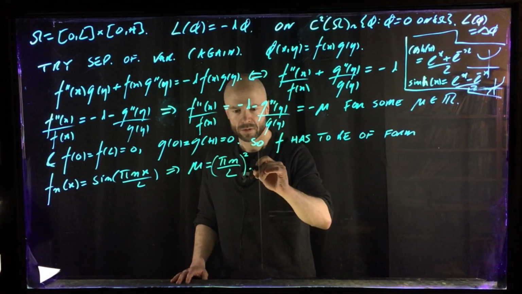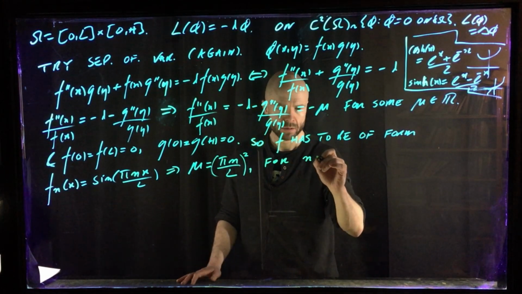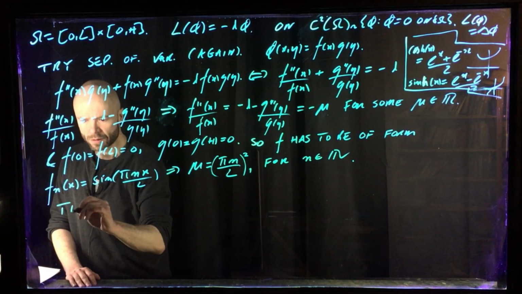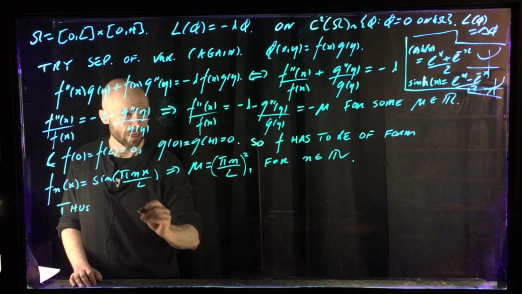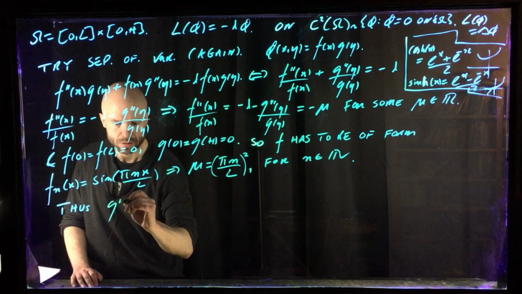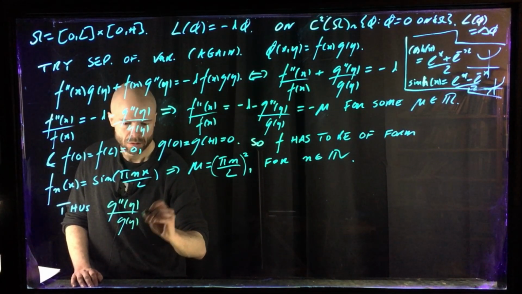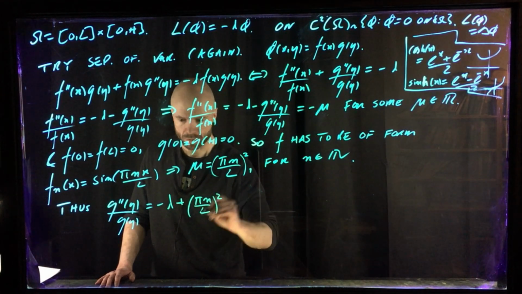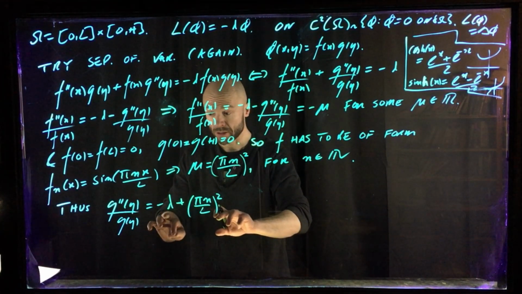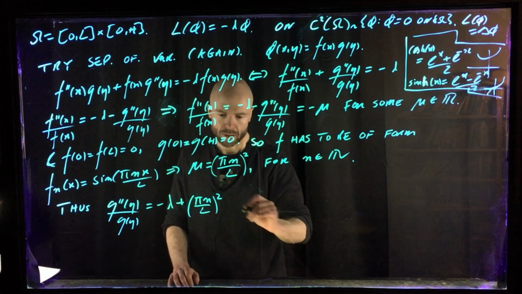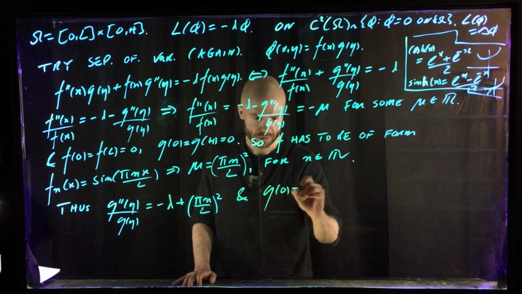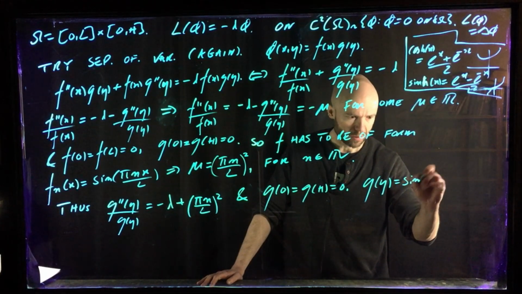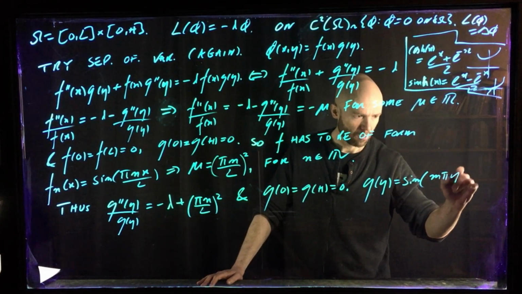For any n belonging to the natural numbers. And once we have that, what we're going to have for g is that g is going to have to satisfy the following: g double prime over g equals minus lambda plus (pi n over L) squared, like this. So the important point is that this thing is a constant. And we have that g of 0 equals g of h is equal to 0. And then again, we know what the solutions have to be. We have g of y is equal to sine of m pi y over h.